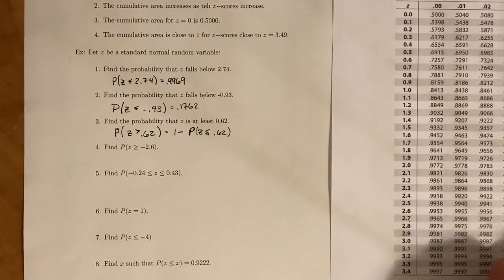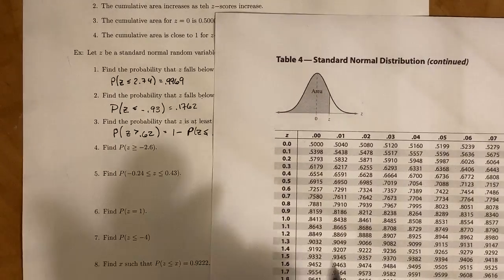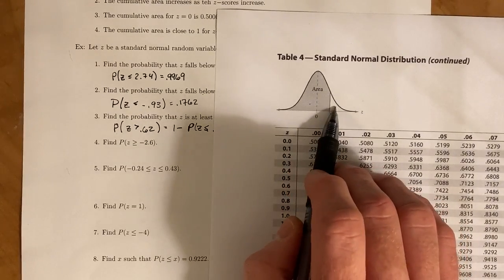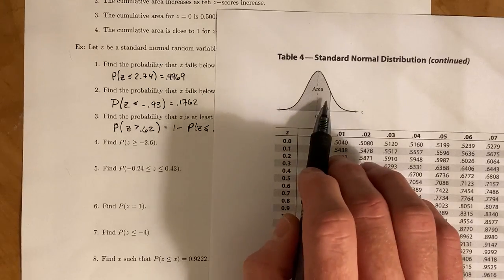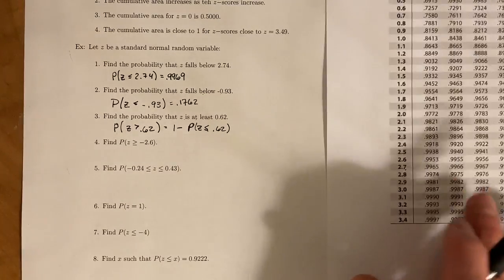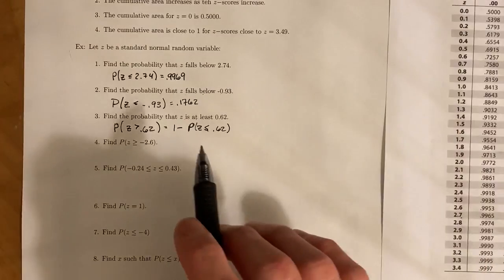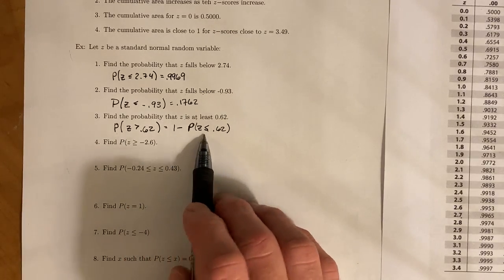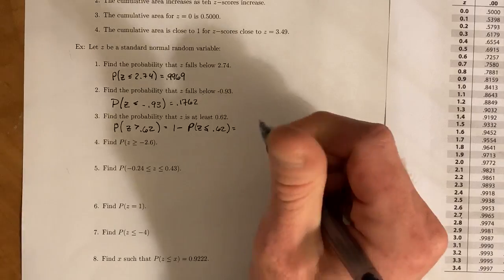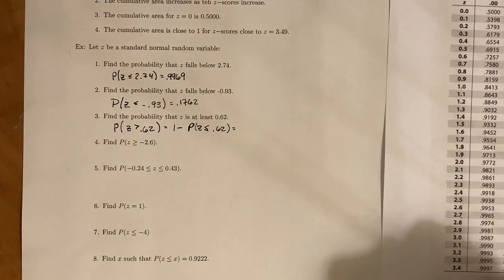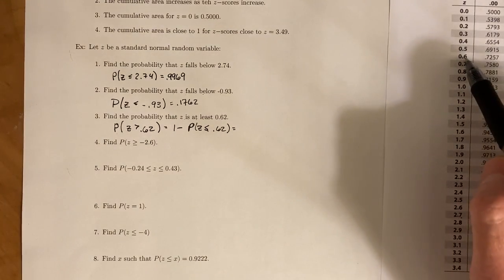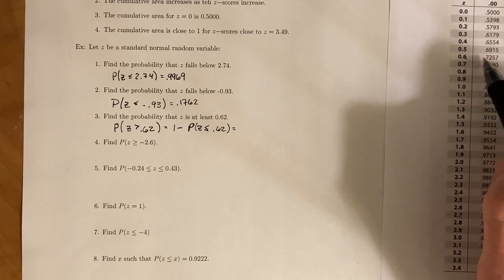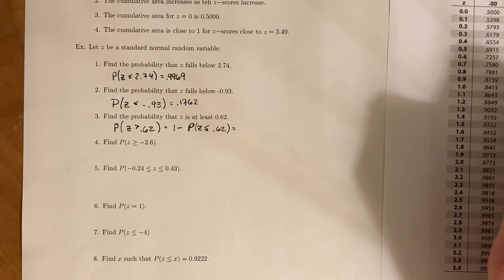Because remember, the total area, so if we're looking at this picture, the shaded region and the unshaded region, the total area is 1. So if we want to find the area of the unshaded region, we can do 1 minus the area of the shaded region. Now we're going to go to the 0.6 row and the 0.02 column.